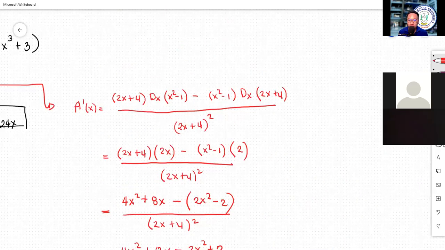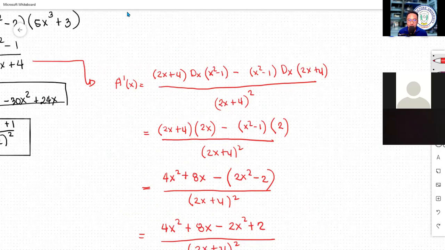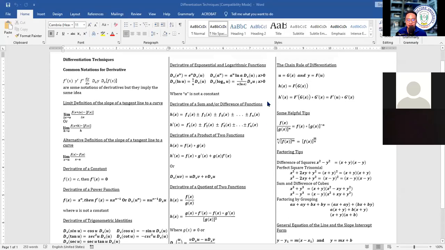Good. Questions so far? None? I'm going to share something, guys. I'm going to stop sharing and switch to a different window, because we're going to work on logarithmic derivatives. So I'm going to stop sharing and share this one here. I hope you can see this.